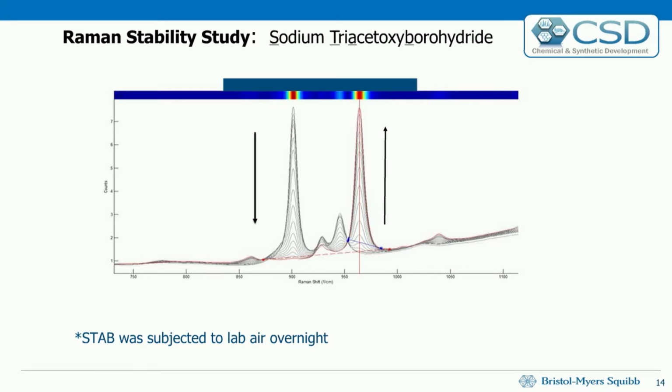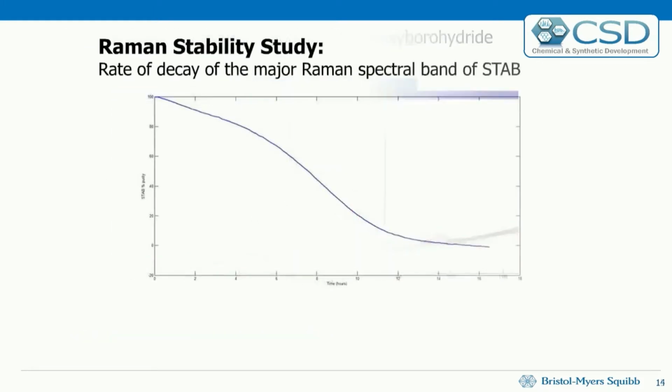What that is telling us is that if you buy your reagent in bulk, you want to make sure that it's purged. You are putting an overlay on it, let's say with argon. You don't want to have it overexposed to the air because you're going to be breaking that reagent down, and that's going to impact your reactions. And this is just a decay of the STAB that we can generate over that 24-hour period.